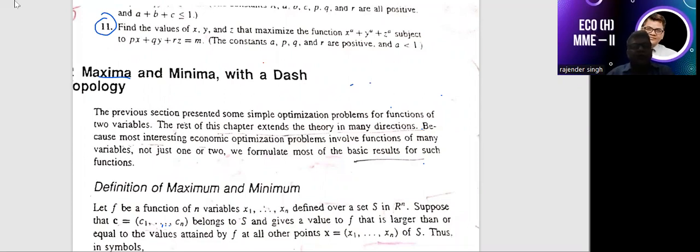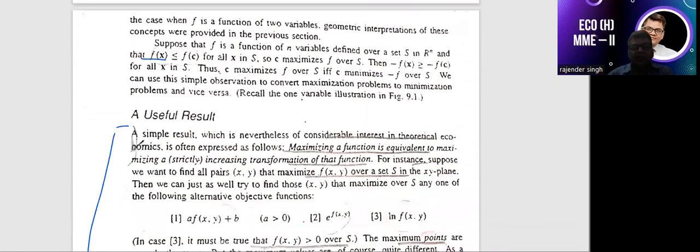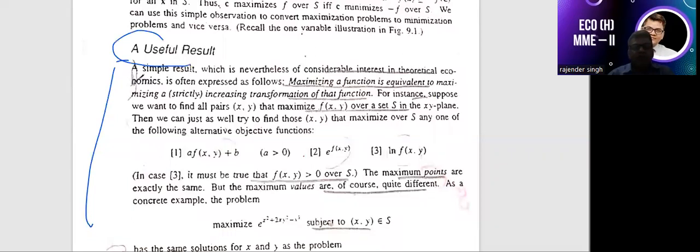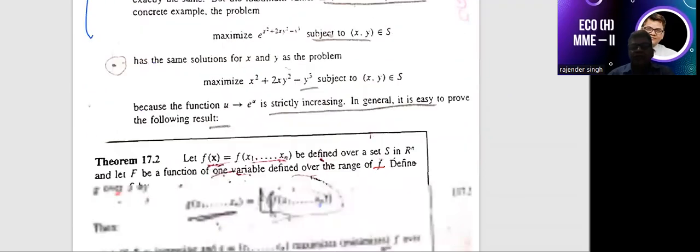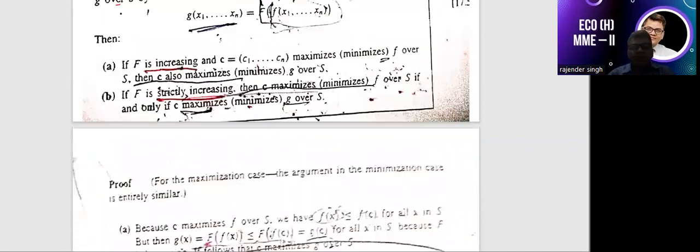आज जो हम पढ़ने जा रहे हैं स्टूडेंट वो है सेक्शन 17.2, राइट। In this lecture, I will teach you about the maximum and minimum, that is the definition of maximum minimum, right? Then the definition of maximum point. After that there is one useful result, right? That is again a very important result, right? Then there is a theorem 17.2. Okay, this is a very important theorem, right? Then there is a proof.